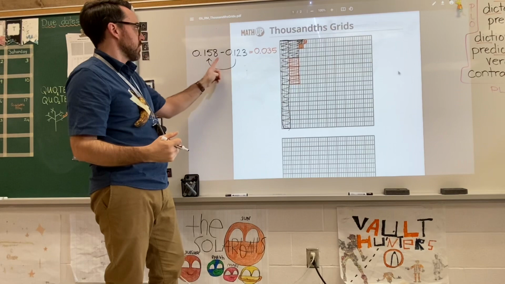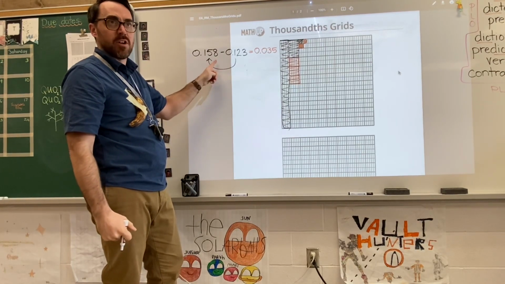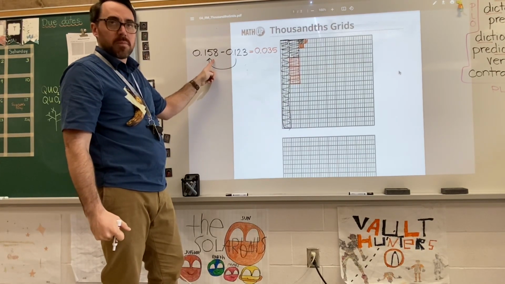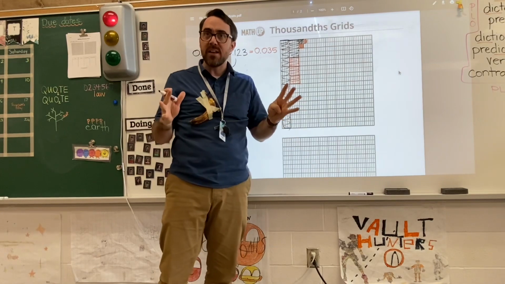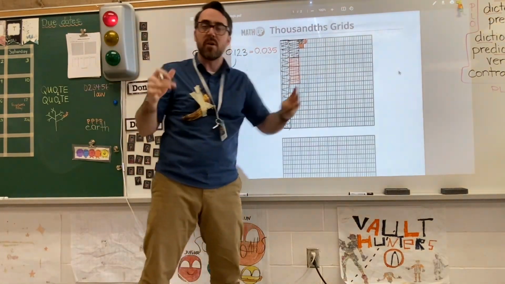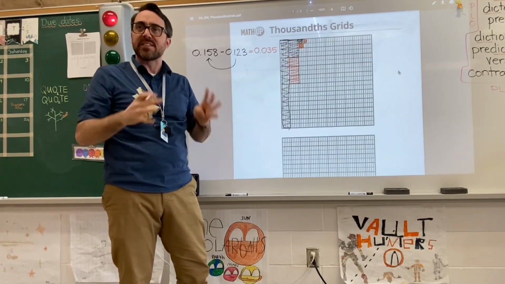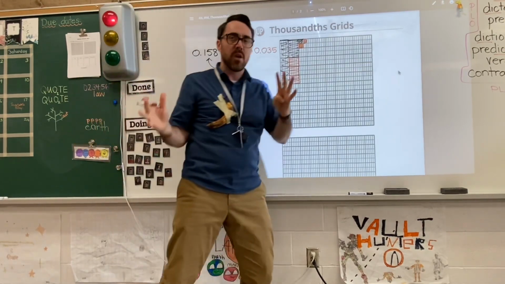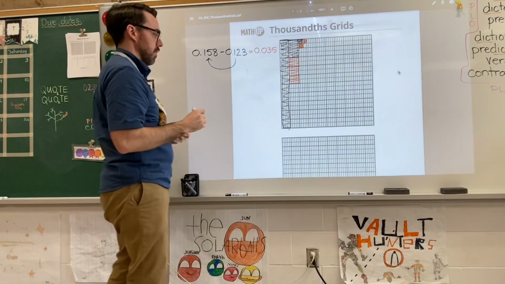So draw your first number, switch colors, and figure out what else you have to add to get to your bigger number. That's the same as number line. You're just figuring out the difference between the one number and the other number. That's all subtracting is asking you to do. The difference between those two numbers.